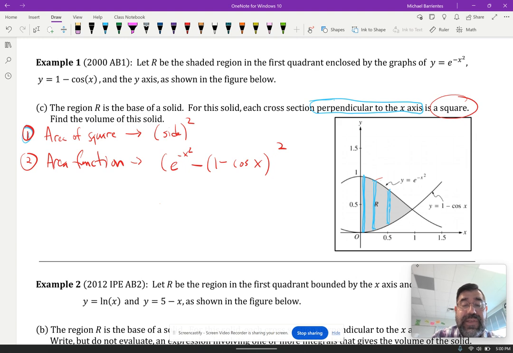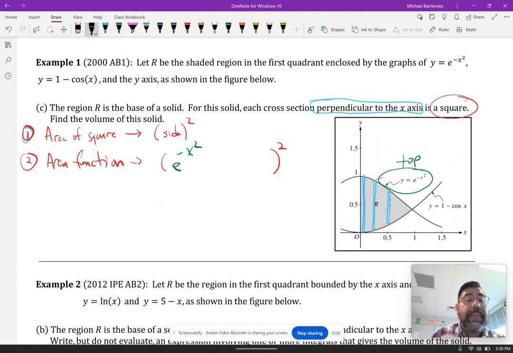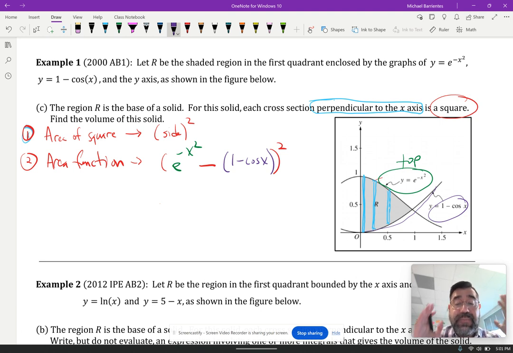Maybe I should do this in a different color so that you can see how I'm getting this. This is my top function, so that's going to go first, minus my bottom function, which goes second. Notice how I'm putting it in parentheses because I have two terms and I'm subtracting. I could also write it as minus 1 plus cosine x and simplify it a little bit, but I'm just going to put them in the way they're written so that you can see how I set this up.